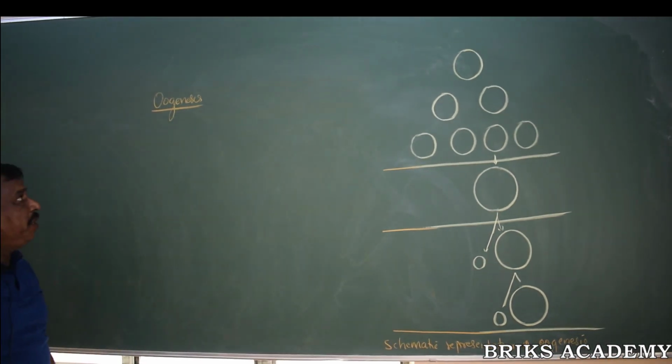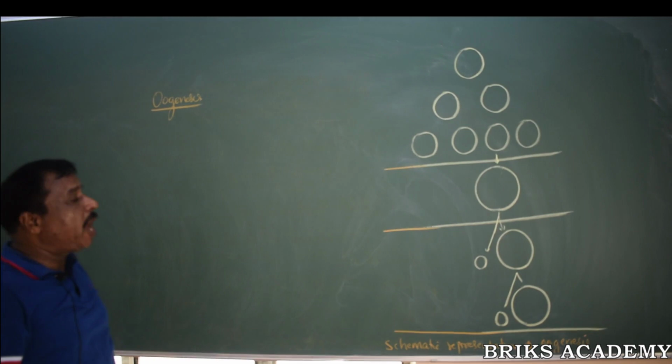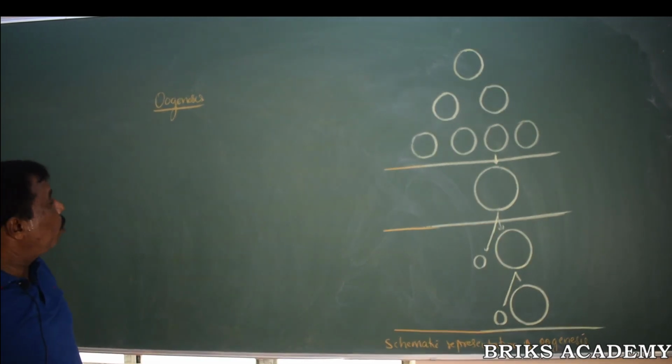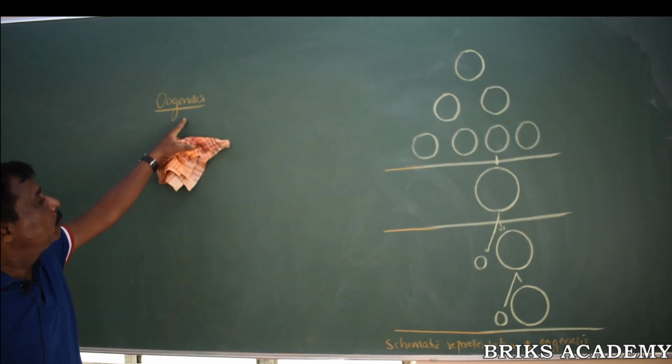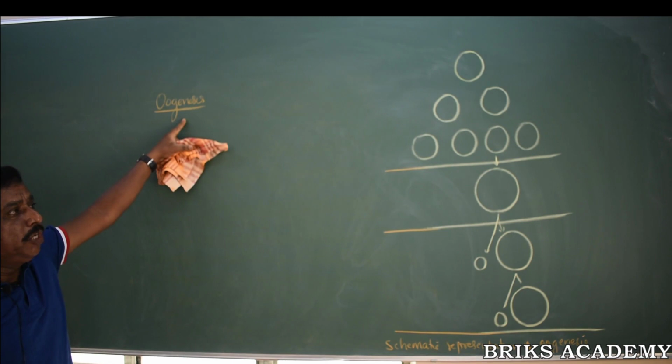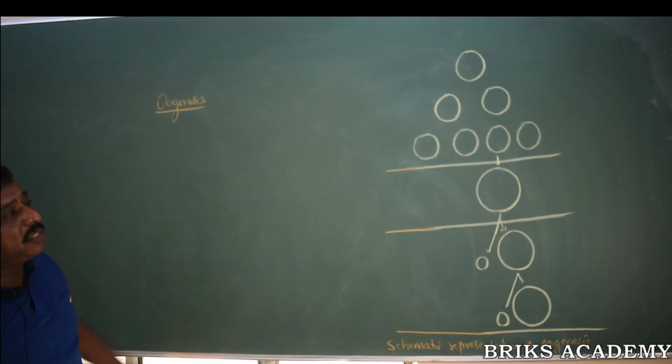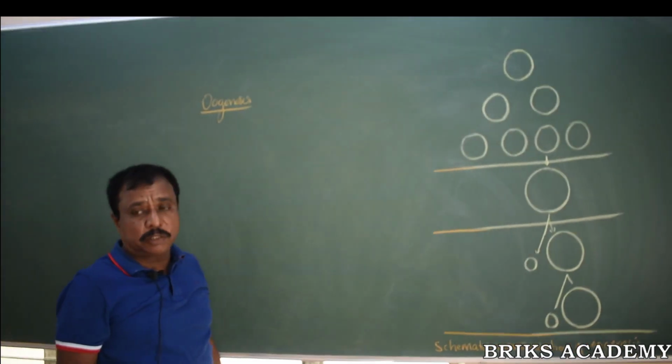Oogenesis is defined as the process of production of haploid ova from diploid gonial cells through meiosis in the ovary. Oogenesis occurs in the ovarian follicles of the ovary.